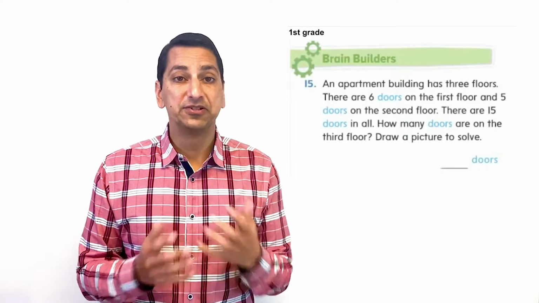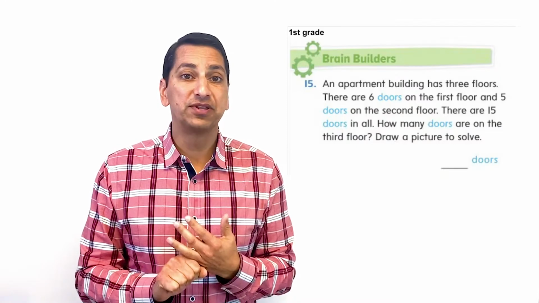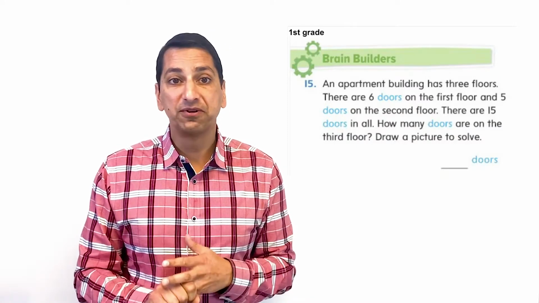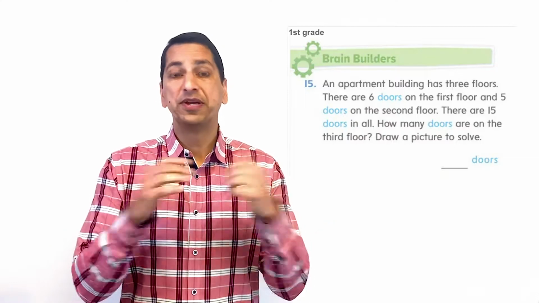Let me show you an example from a first grade textbook. This is from a real textbook. Here's the problem. There's an apartment building with 3 floors. On the first floor, there are 6 doors. On the second floor, there are 5 doors. How many doors are on the third floor? Draw a picture to help you solve.